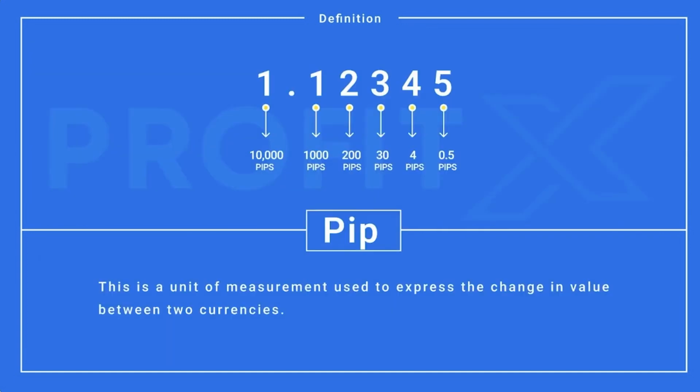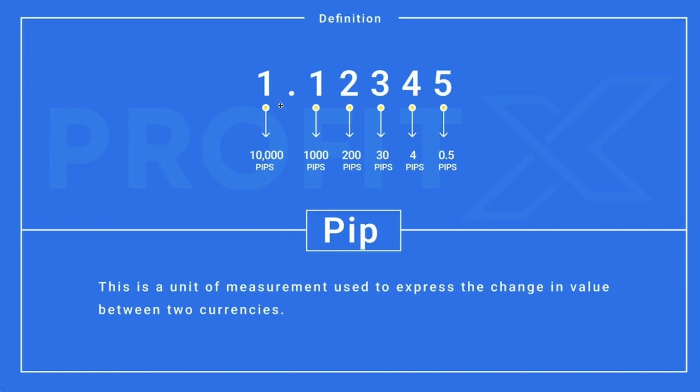All right, so we're going to go into what a PIP is, right? And again, I'm just going to briefly cover these, recap. Most of you have already learned these definitions, but again, I'll do a detailed video if you want me to. Just let me know. So this is a unit of measure used to express the change in value between the two currencies, right?